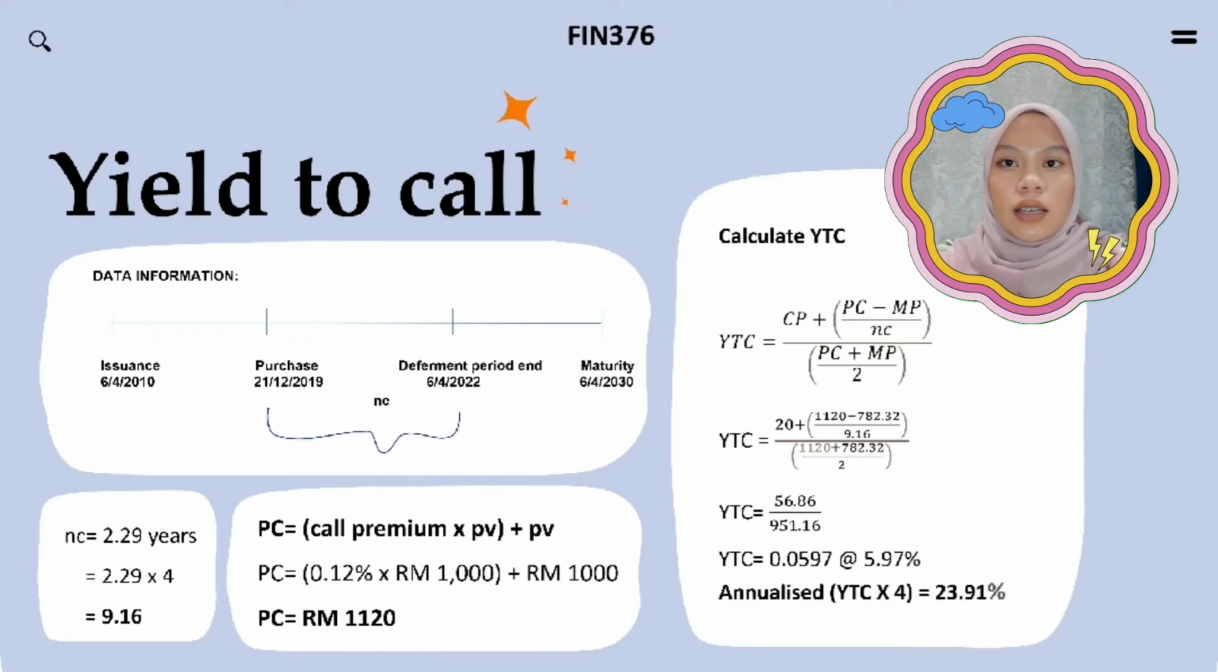Next is finding the NC of the bonds. NC is the number of periods the bond is held, between the purchase of the bond and the deferment period. So, we assume NC is 2.29 years and multiply by 4 because the coupon is paid quarterly. The answer is 9.16.